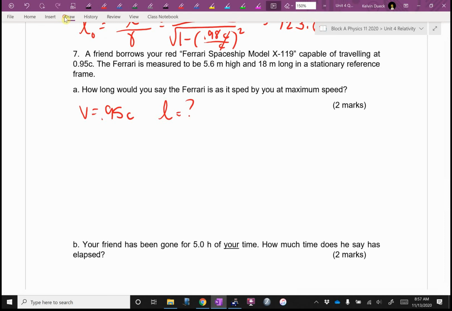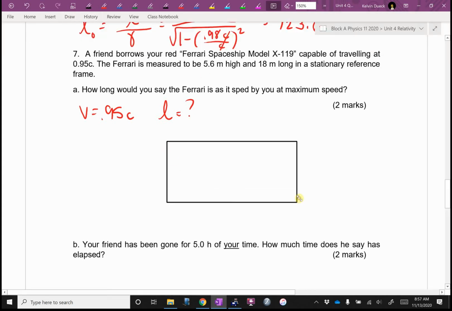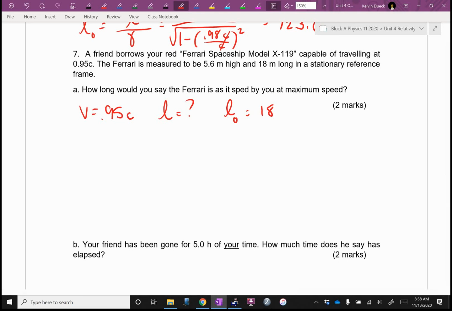I think if I'm trying to visualize what's going on, there's the Ferrari, which is 5.6 tall and 18 long. As it scoots by me, I'll see it shrunk down in the direction of its travel. Its height would stay the same. So I think L0 is 18. If you used L0 5.6, I'll give you 1.5 out of 2.